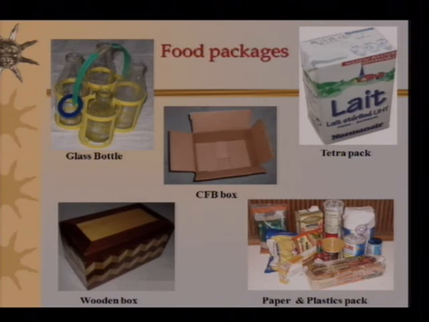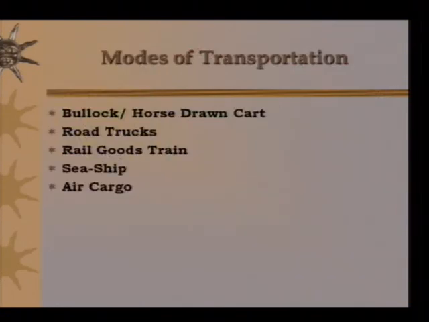You see the material can be stored in glass bottles, packaged in CFB boxes and Tetra Pak, wooden boxes, paper and plastics. And if you see, all the information regarding the food should be displayed or printed on the package so that the consumer can immediately know what the package contains.